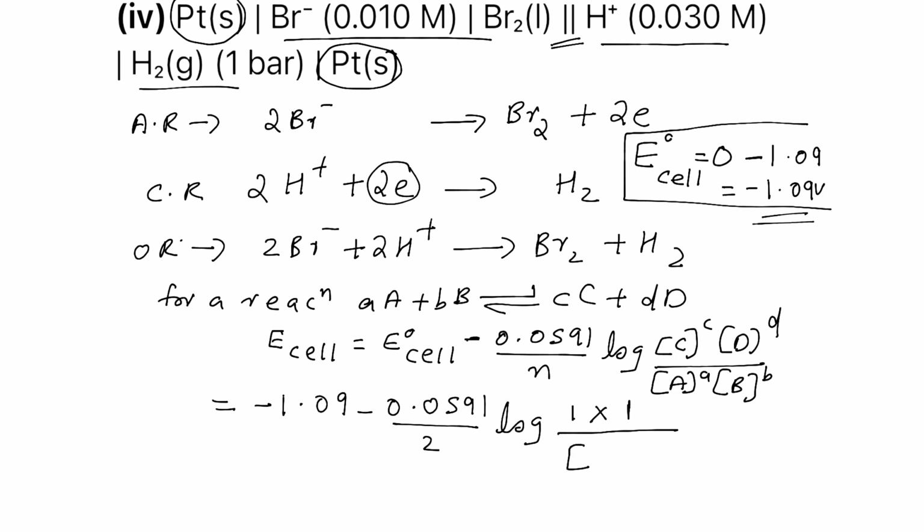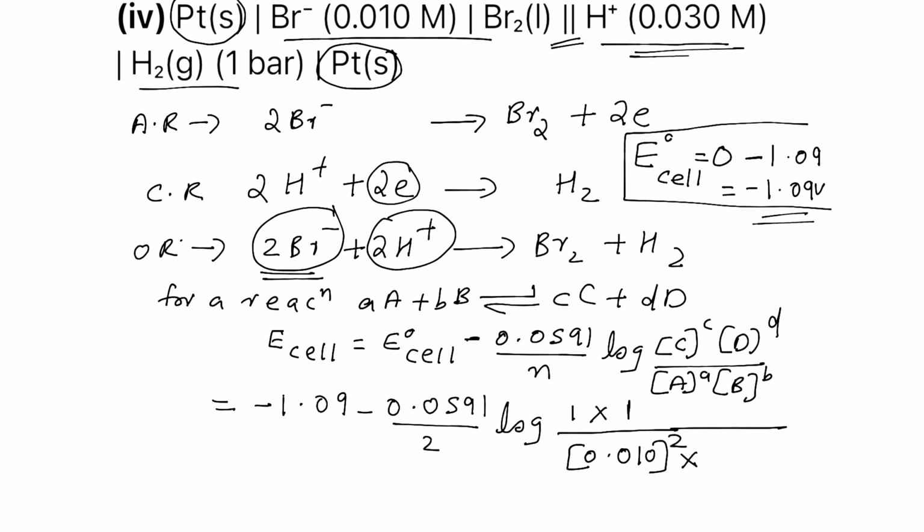By A and B, see, they are in the ionic form. Okay, they are in the ionic form. So what are the concentration? It is given in the question. So for bromide, it is 0.010 raised to, coefficient become power. Then hydrogen H plus concentration, what is that? It's given in the question, right? 0.030. Is there any coefficient? Of course, 2. Put 2. Okay, right? Now calculate it.